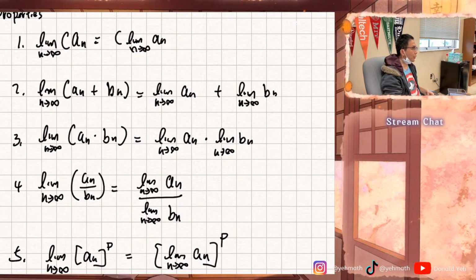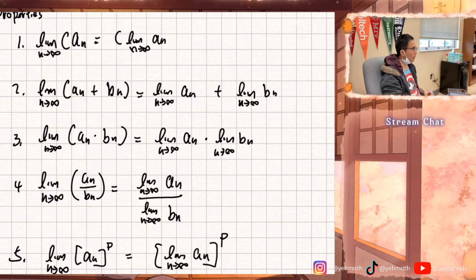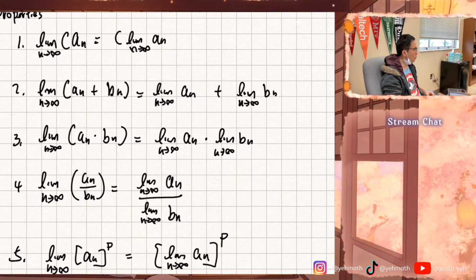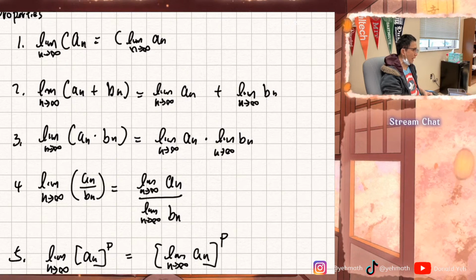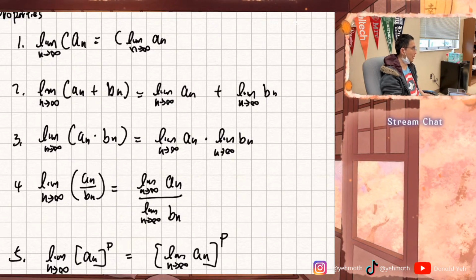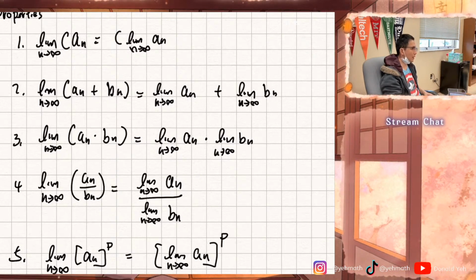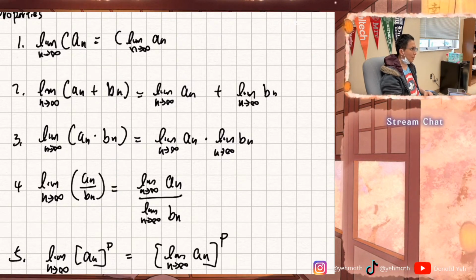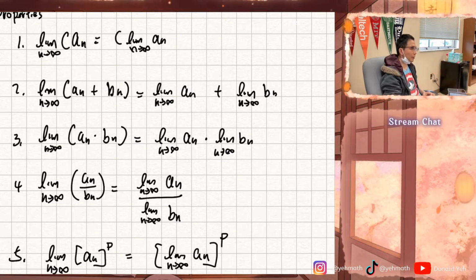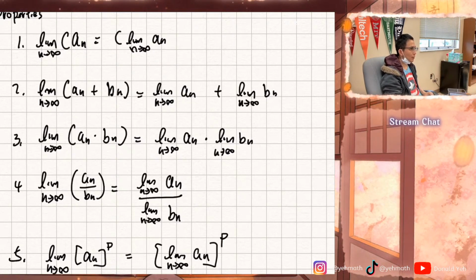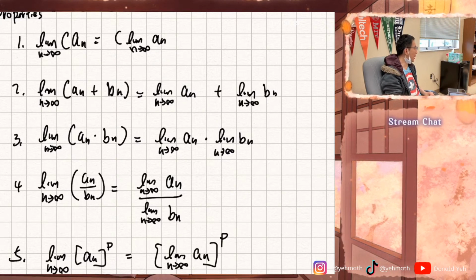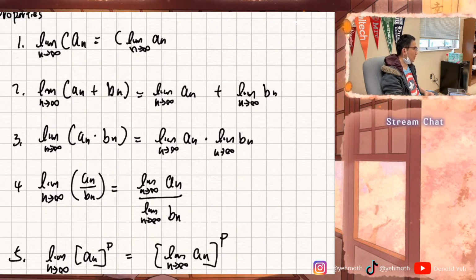So the property is very similar. If you have a constant in the sequence, you can always take this constant outside. It's just like a derivative, like integration. A constant is like nobody's business. It's just like, hey, I'm out, right? That's a constant. Because that usually makes a calculation so much simpler and so much easier.